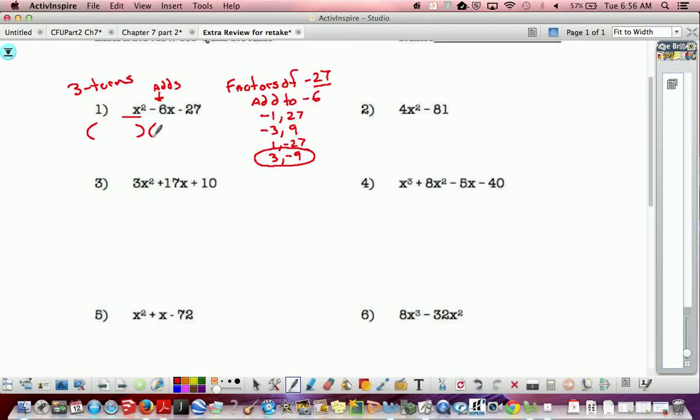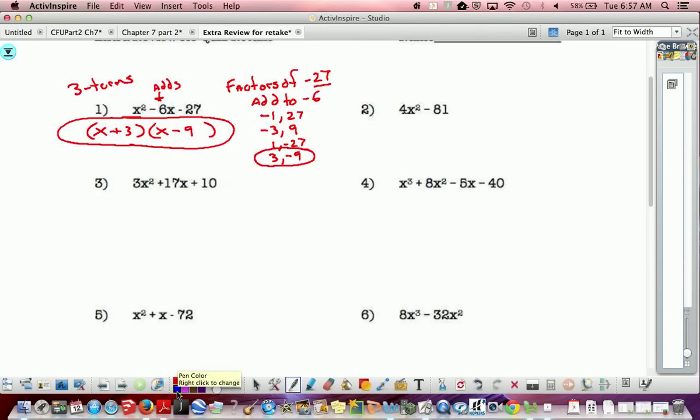So it factors to, remember the x squared makes the x and x, then we have the plus 3 minus 9. And we're done. The only thing that I always tell students that I always like you to do is check. X times x is x squared. X times negative 9 is 9x. And 3x give you your negative 6x. 3 times negative 9 is negative 27.